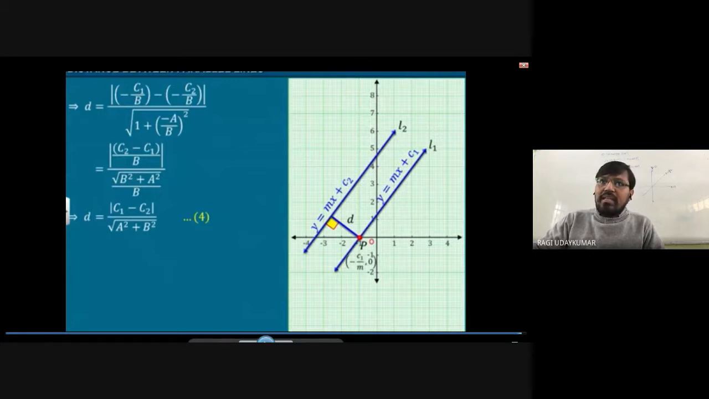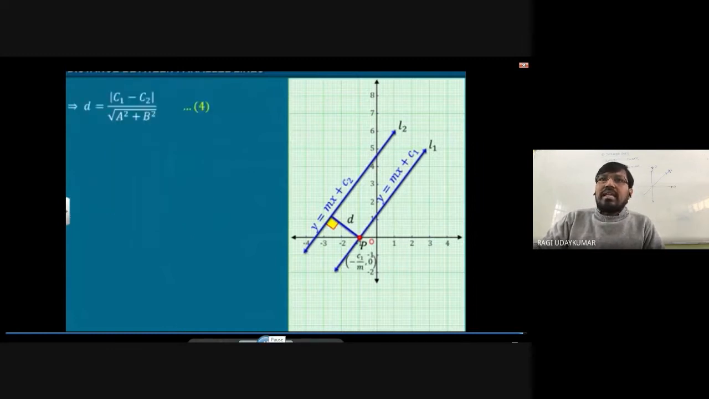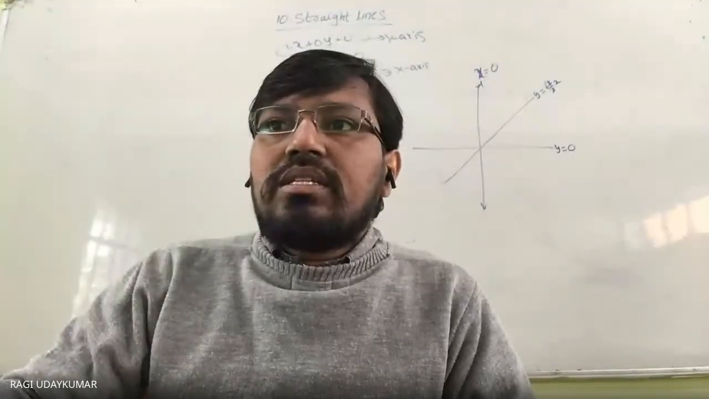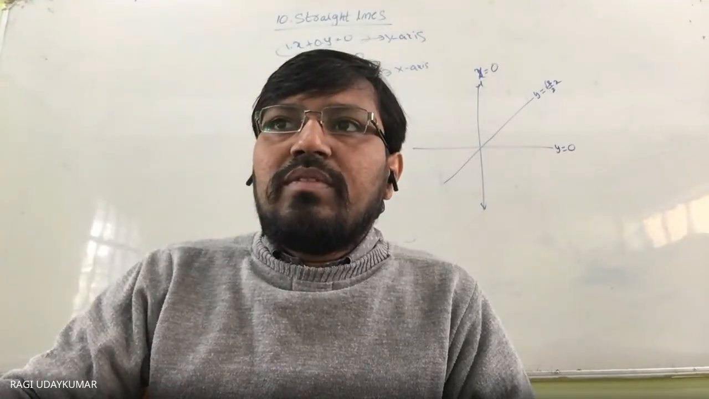If the lines are given in the form ax + by + c, then the distance between the two parallel lines, where the lines are parallel and their slopes are equal, is d = modulus of (c1 minus c2) by under root of a square plus b square. So this is the concept of distance between the parallel lines.